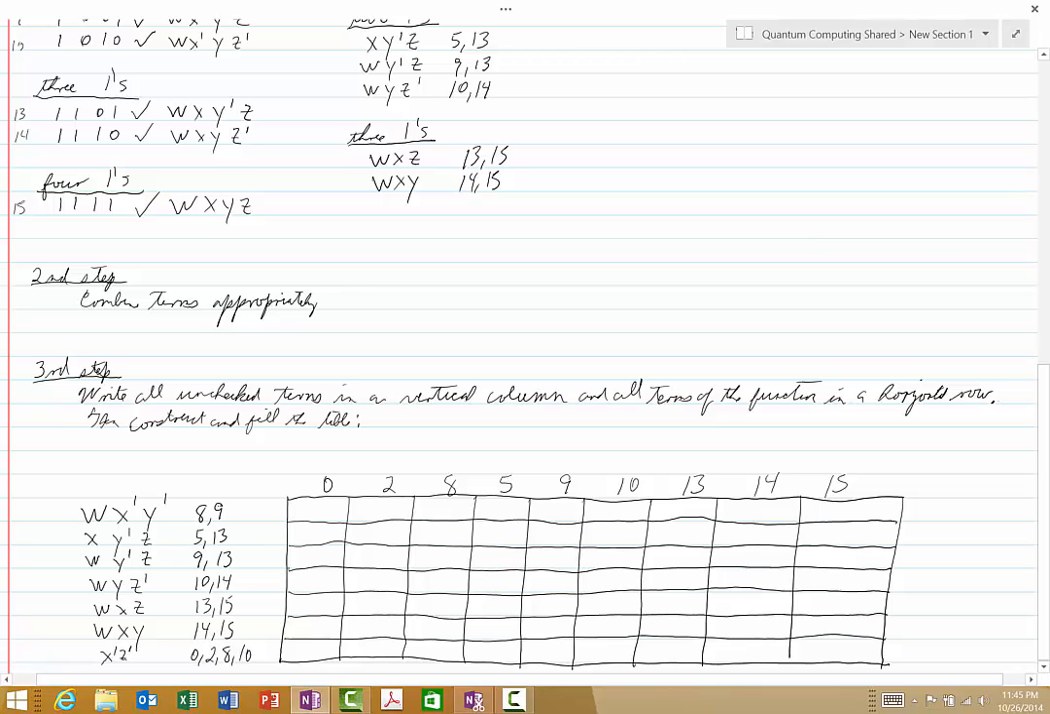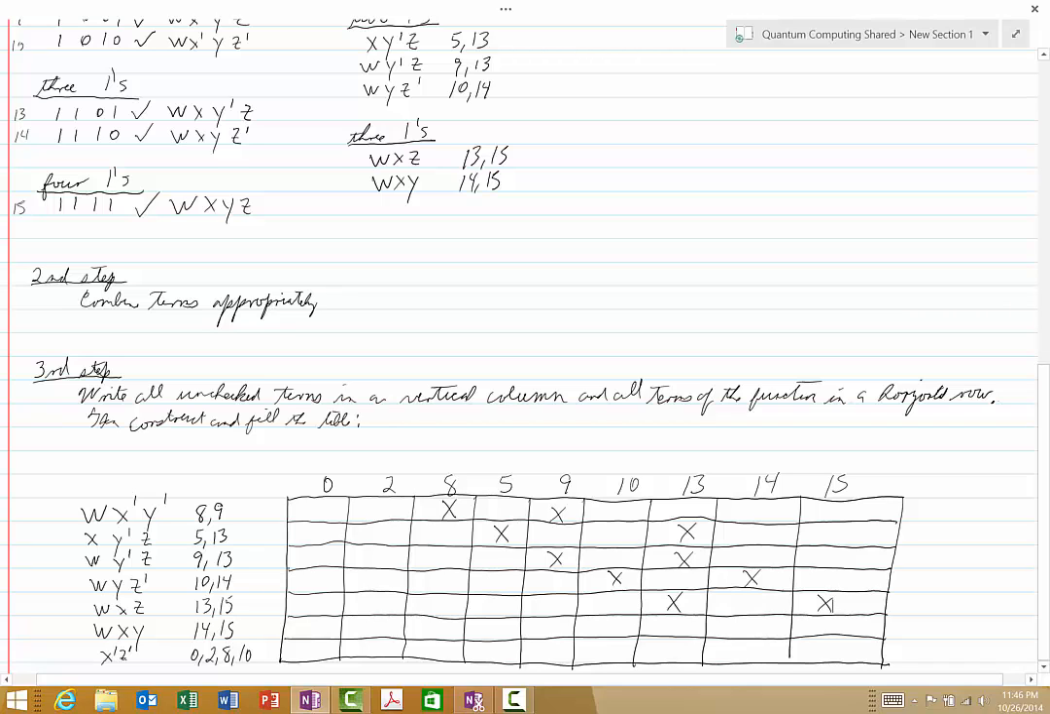So this first row is 8 and 9, so I'll put X by 8 and 9. The next row is 5 and 13, so we X 5 and 13. The next one is 9 and 13, so 9, 13. The next one is 10 and 14, so 10, 14. The next one is 13 and 15, so 13, 15.